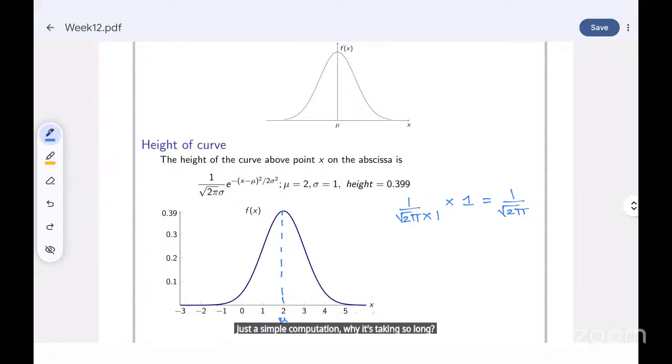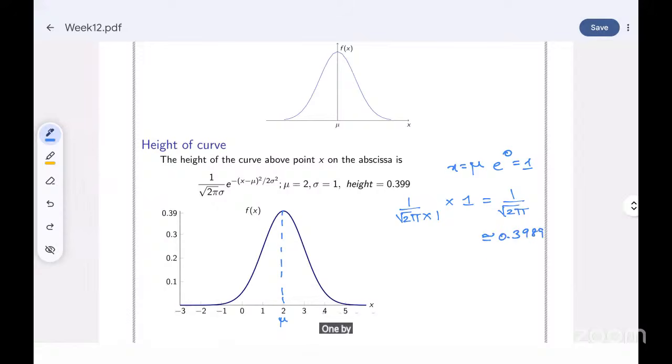Madam, how did this term become 1? E to the power minus (x minus mu), and x is equal to mu. So in the numerator it is 0, e power 0, which is 1. It's taking time to understand because it's complicated. It's coming out to be 0.3989.